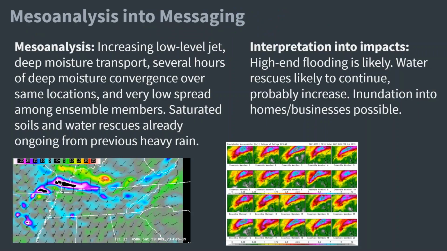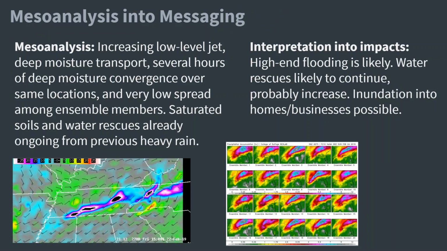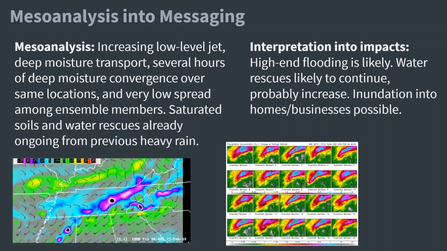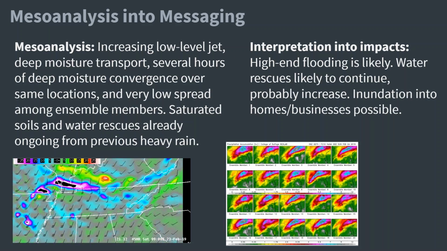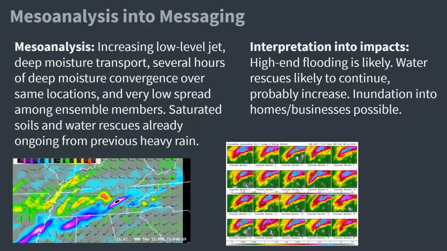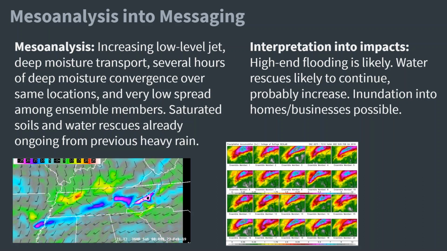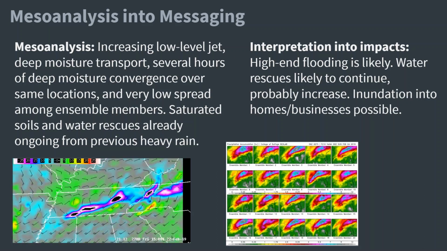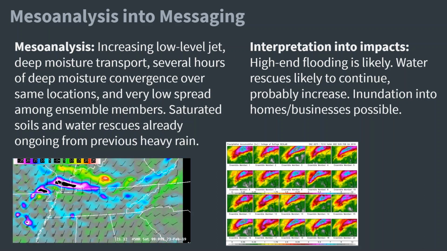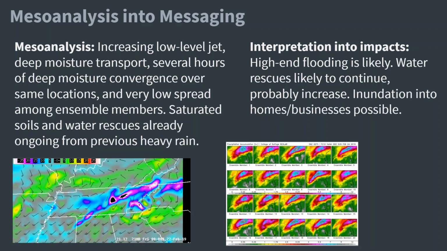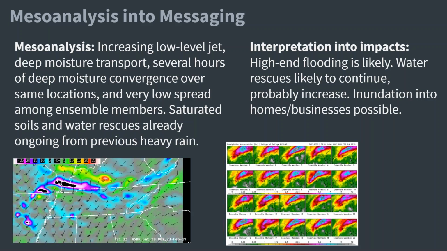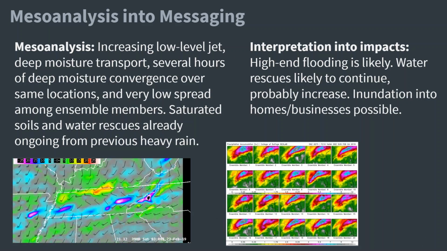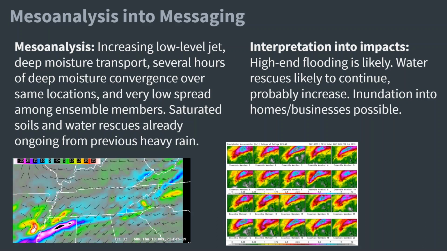So tying it into now some mesoanalysis into how that can be incorporated into messaging. This was from last year, back in February, when we had a potentially significant rainfall event moving into much of Tennessee. And so our mesoanalysis looked at, we've got this strong low-level jet interacting with a nearly stationary boundary. So stationary that this loop down here shows 850 convergence lined up over southern parts of Tennessee for 24 to 36 hours. That's a pretty big deal.